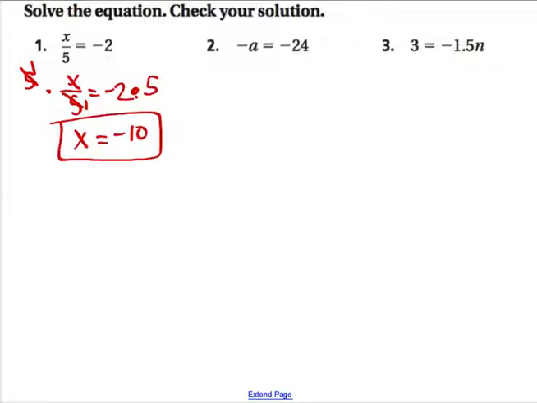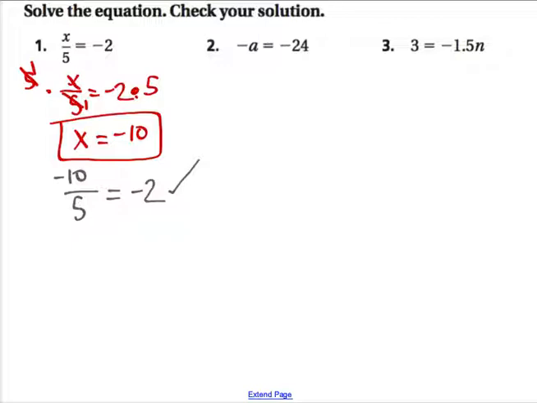Next, we check our solution. We're going to do x over 5 equals -2. And in place of x, we're going to put -10. So -10 divided by 5 is -2. That's true. -2 does equal -2.